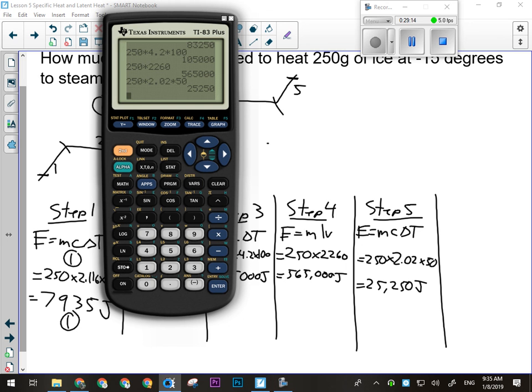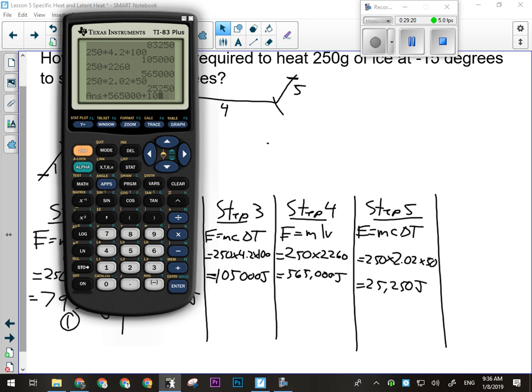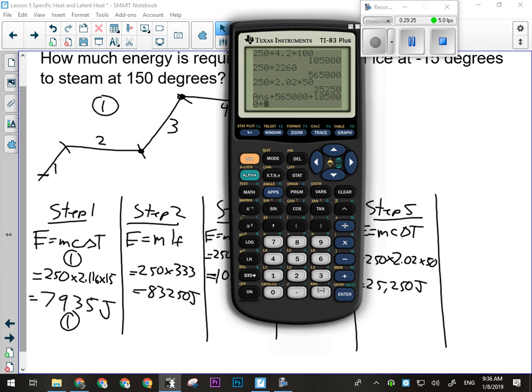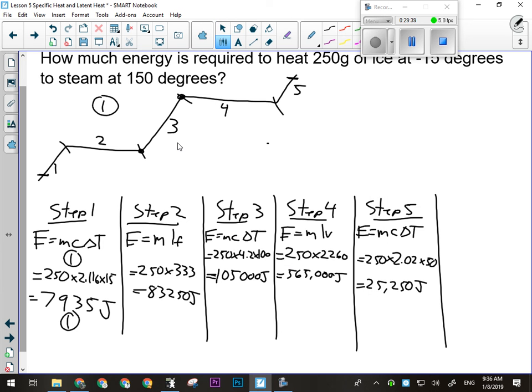Okay, so plus 565,000 plus 105,000 plus 83,250 plus 7,935. Okay, so this is going to require 786,435 joules.